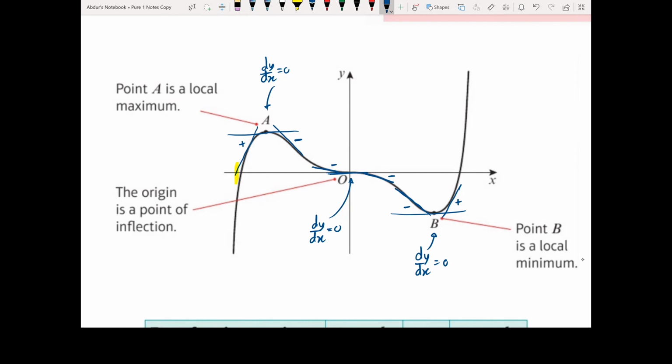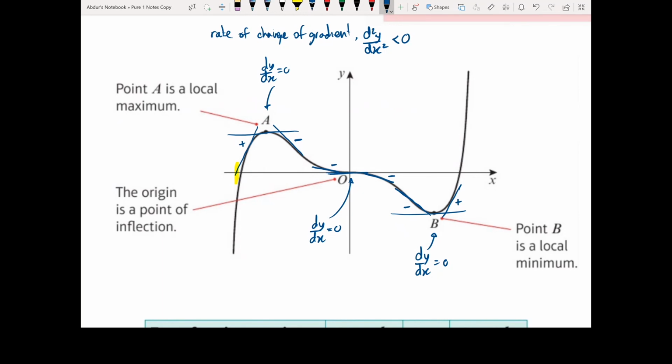Well, the rate of change of the gradient is written as, let's write this down, rate of change of gradient, which is d2y by dx squared. And we said that the gradient is decreasing as we go towards A and then after, therefore it's negative. So d2y by dx squared is less than 0 for a local maximum.